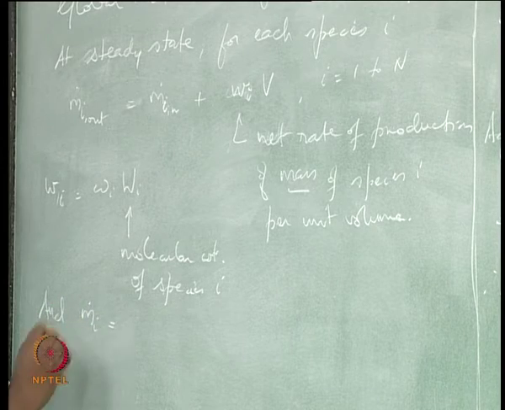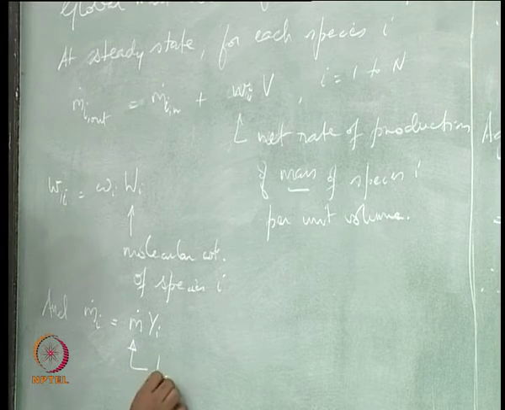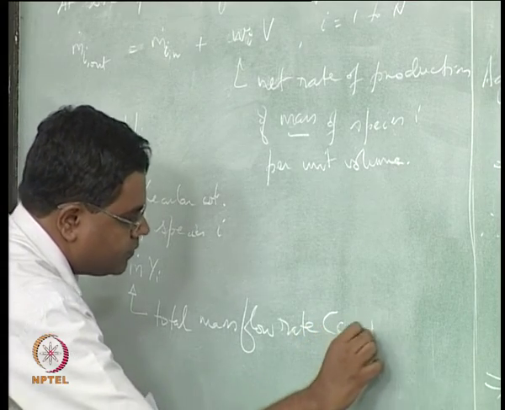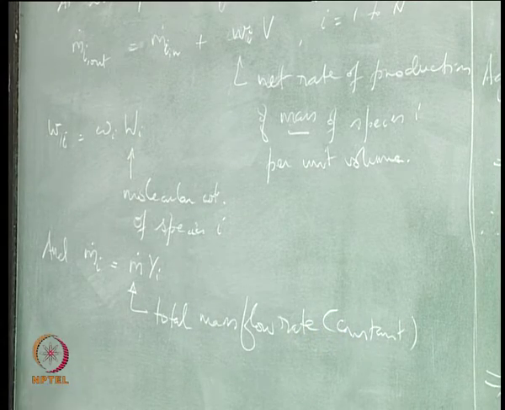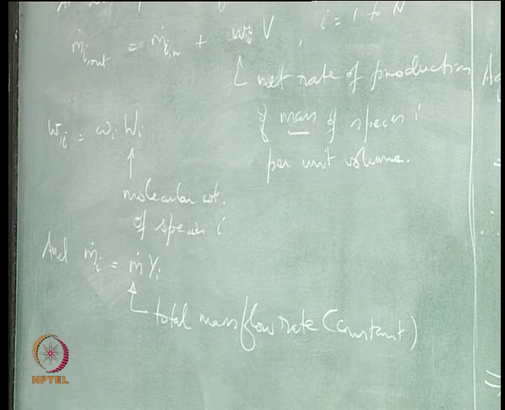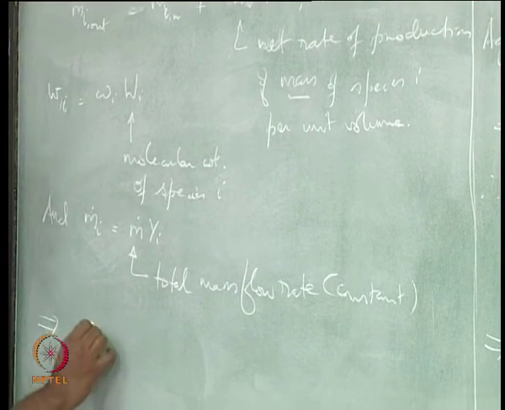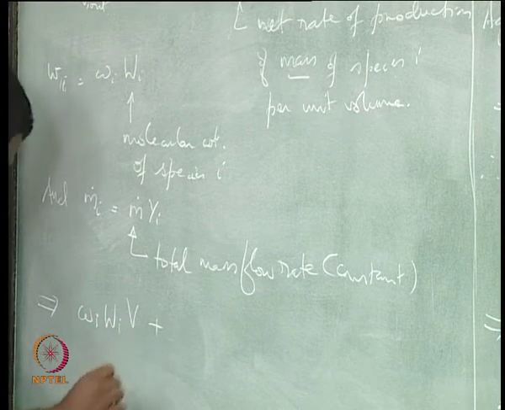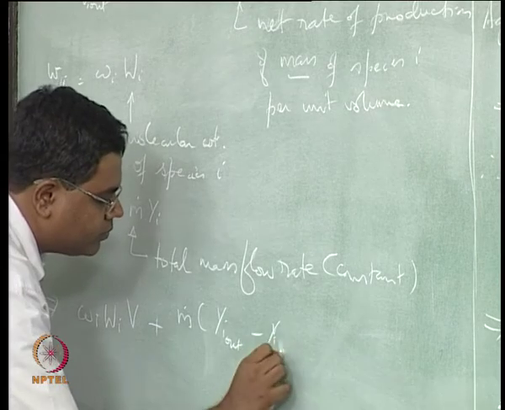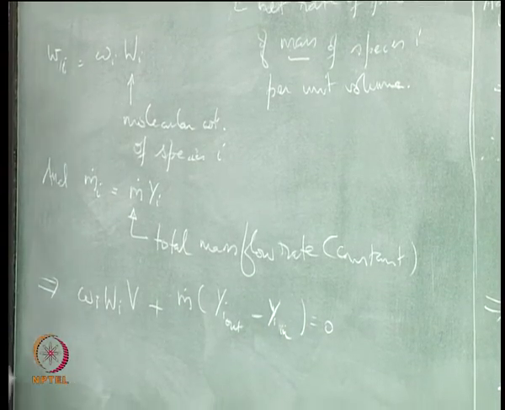m dot i equal to m dot times y i, and this m dot is the total mass flow rate, which is a constant because we have steady state. That's a parameter in the problem that tells you what's the throughput we want to handle in this system. So if you now put all these things here, we get omega i capital W i V plus m dot times y i out minus y i in equal to 0, i equals 1 to n.